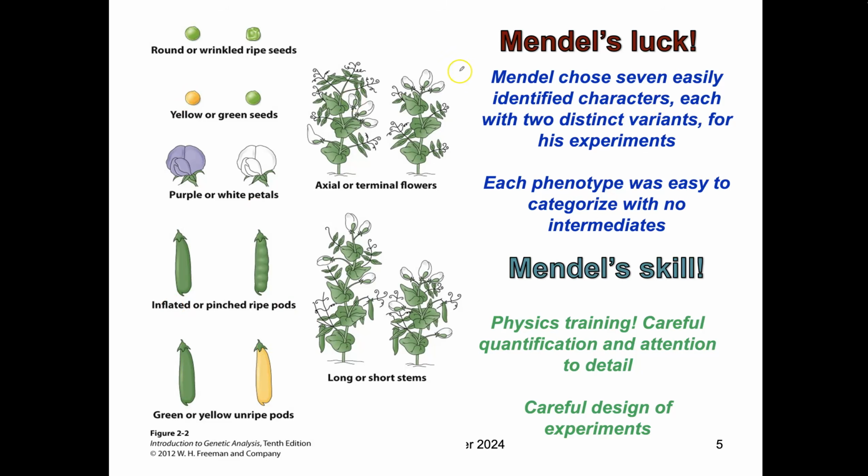So his luck was he chose the right organism. And it turns out he chose 7 characters, and each of them had 2 distinct variants for the experiments. Each phenotype was easy to categorize, and there were no intermediates. And it turned out, very luckily, when he started looking at the characteristics in pairs, they were all on different chromosomes. So peas have 7 pairs of chromosomes, and of the 7 characters, there was 1 on each chromosome, which was incredibly lucky, because it would have been really awkward if there happened to be 2 genes that he was interested in on the same chromosome.